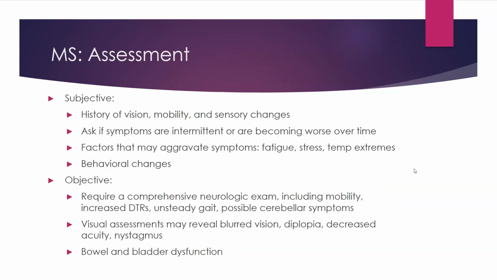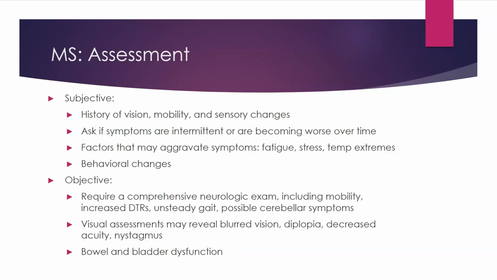Subjectively, things that they might notice would be a history of vision changes, mobility changes, and sensory changes. You can ask if these symptoms are intermittent or becoming worse over time. Some factors that might aggravate those symptoms would be fatigue, stress, and temperature extremes, and they might even have some behavioral changes associated with this.